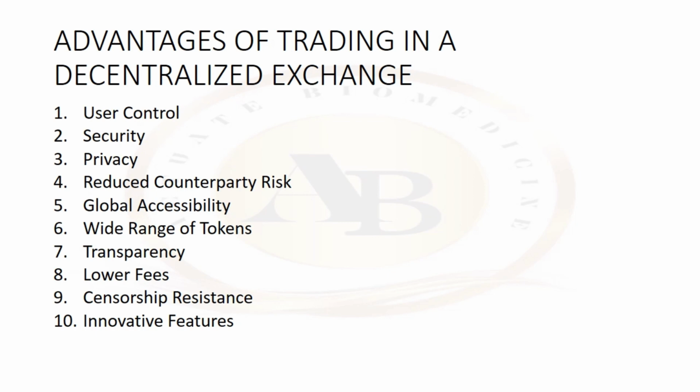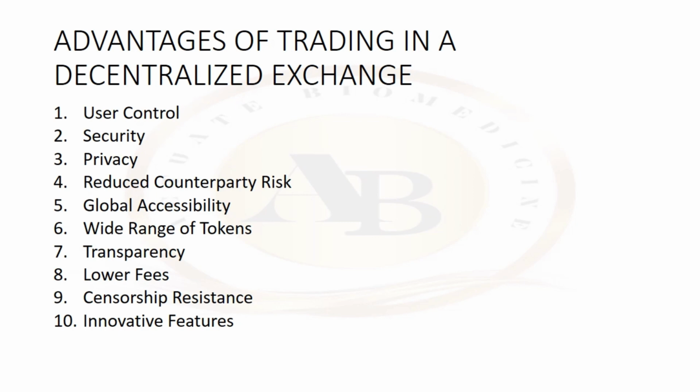6. Wide range of tokens. Decentralized exchanges often support a variety of cryptocurrencies and tokens, including those that may not be listed on the centralized exchanges. This can be especially useful for trading less well-known assets. 7. Transparency. The blockchain technology underpinning decentralized exchanges provides transparency and allows you to verify transactions independently, thus reducing the risk of fraud and manipulation.